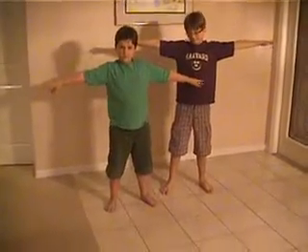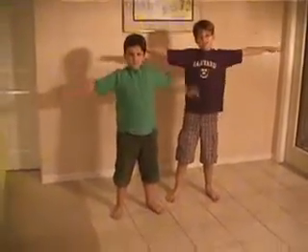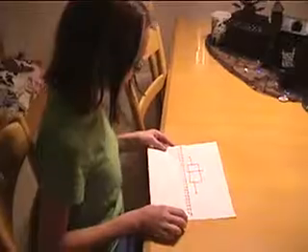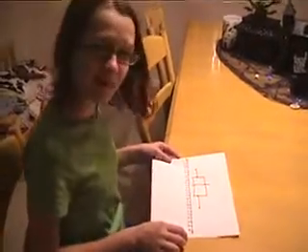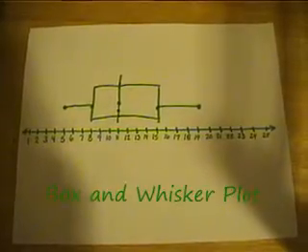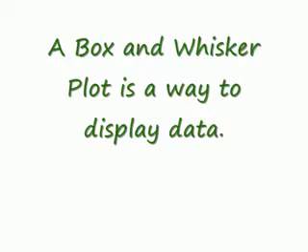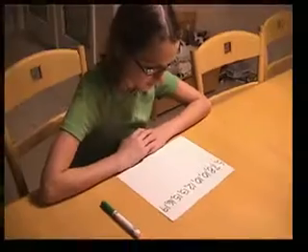The latest dance is really hot. It's called the box and whisker plot. All of the kids in Becca's math class were doing the dance, but she didn't know what a box and whisker plot was. Her friend Jack told her that a box and whisker plot is a way to display data. He said he'd teach her how to make one herself so she could do the dance too.